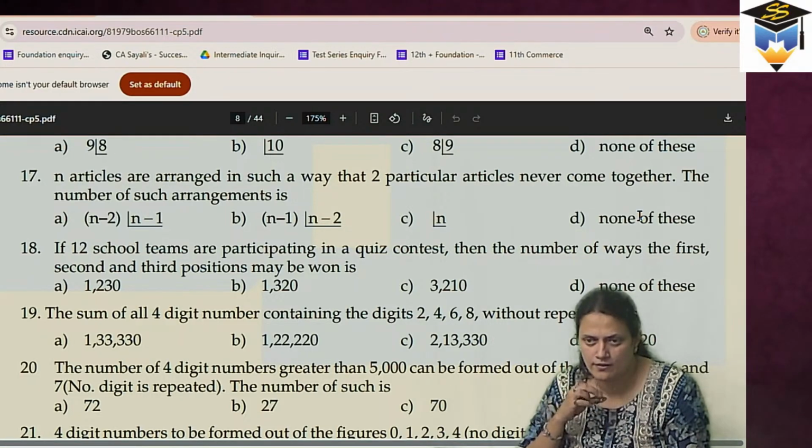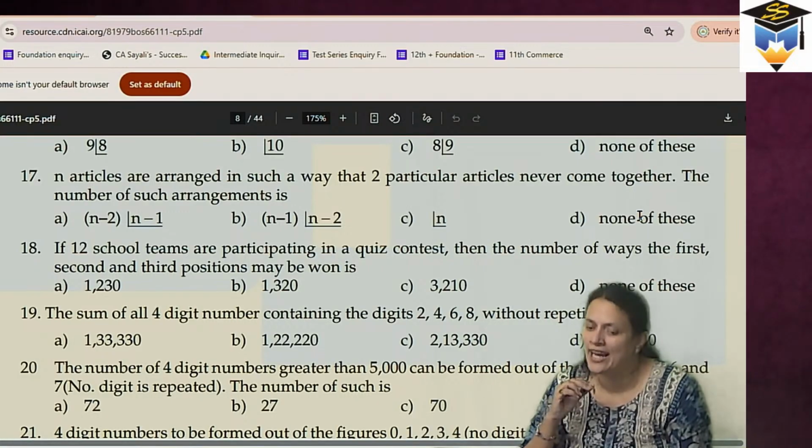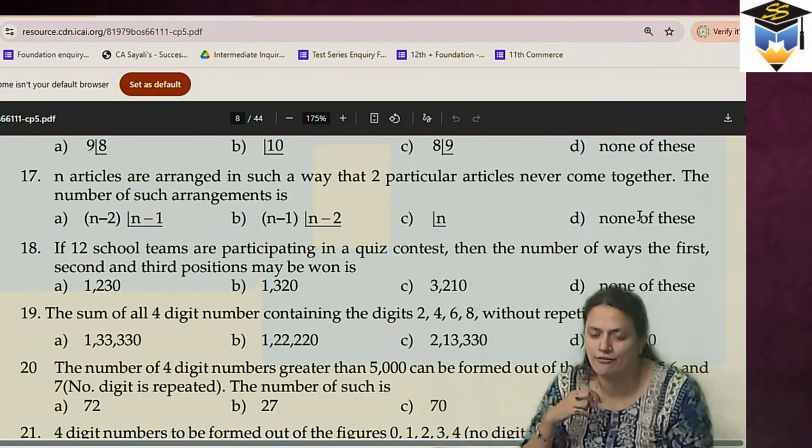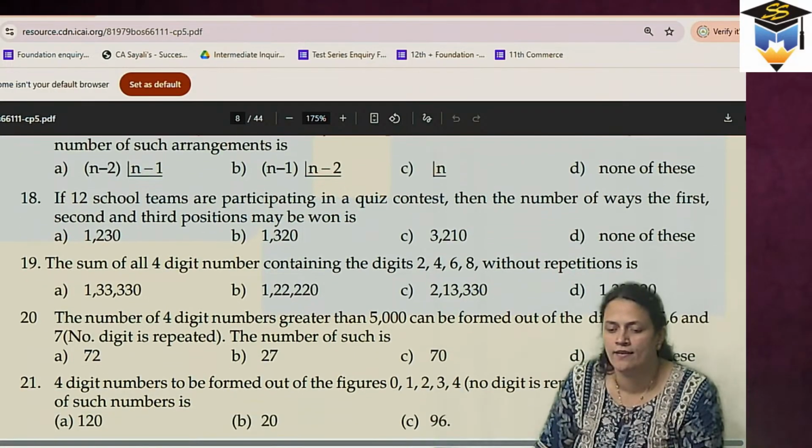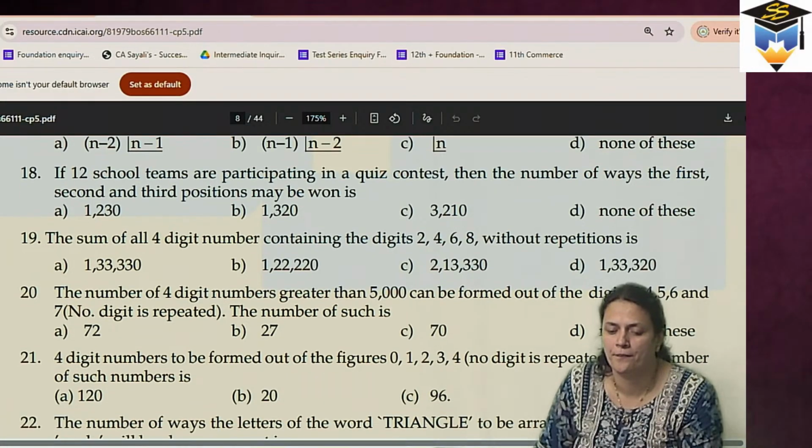N minus 1. N minus 2 into N minus 1 factorial, option A for question number 17.